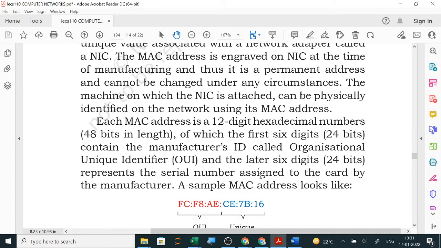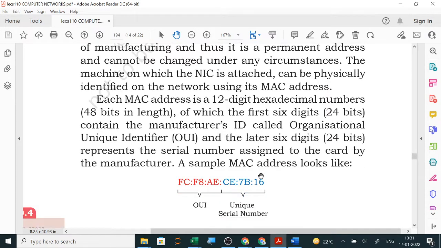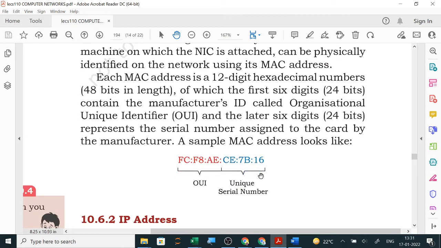Each MAC address is a 12-digit hexadecimal number, 48 bits in length, of which the first 6 digits, 24 bits, contain the manufacturer's ID called Organizational Unique Identifier, OUI, and the later 6 digits, 24 bits, represent the serial number assigned to the card by the manufacturer. This question is asked in exams. In one of the exams, it was asked which is the manufacturer's ID and which is your unique serial number.